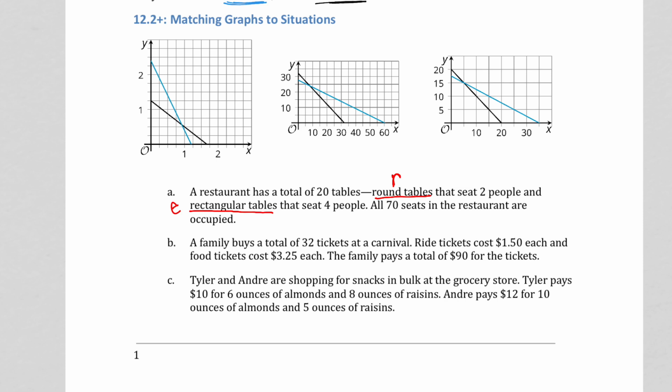All right. So, how many total tables does the restaurant have? 20. What could my equation be for that?